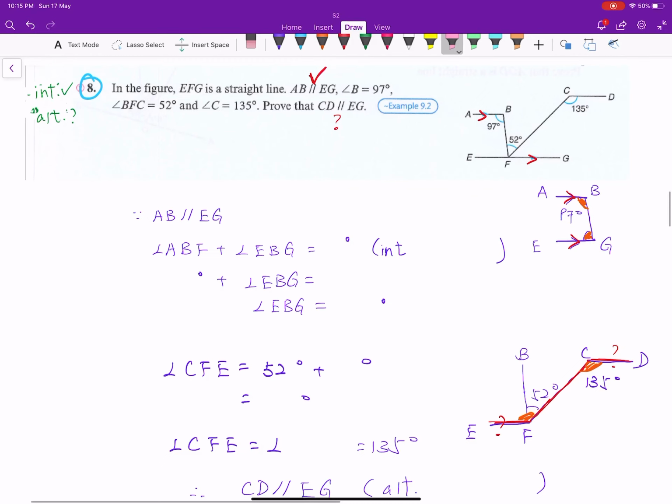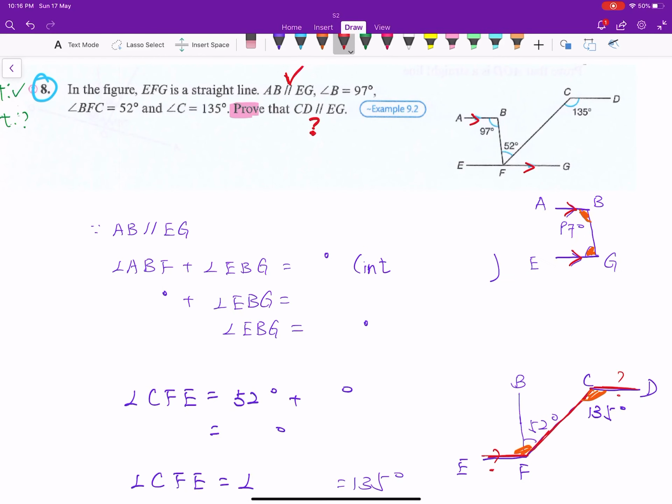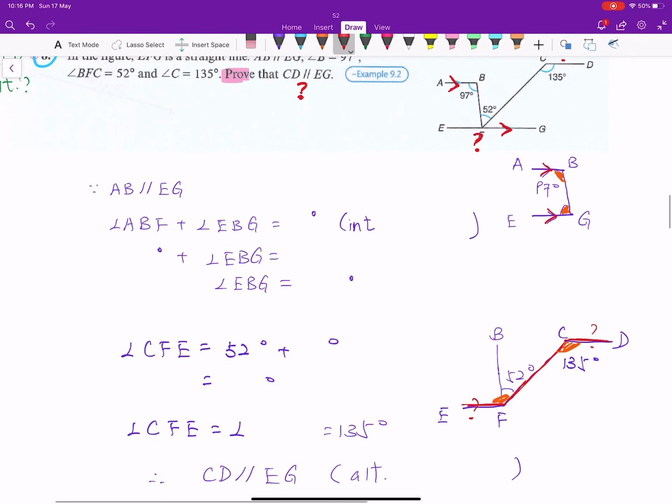Prove, that means we don't know, we need to check. So we put a question mark to check if CD is parallel to EG. CD question mark, EG question mark. So for the arrow, that means it is a parallel line. For the question mark, we don't know, we need to check.